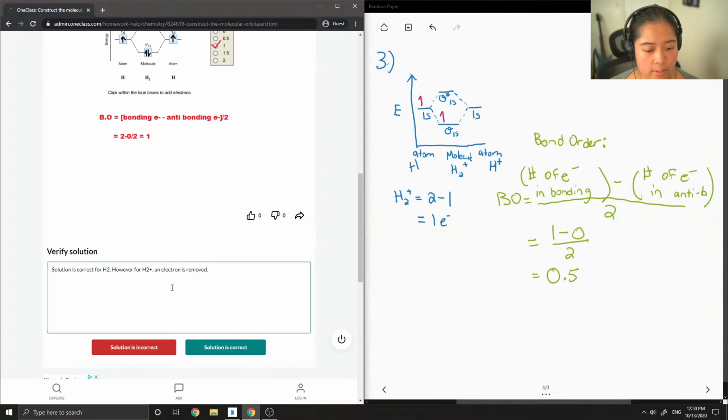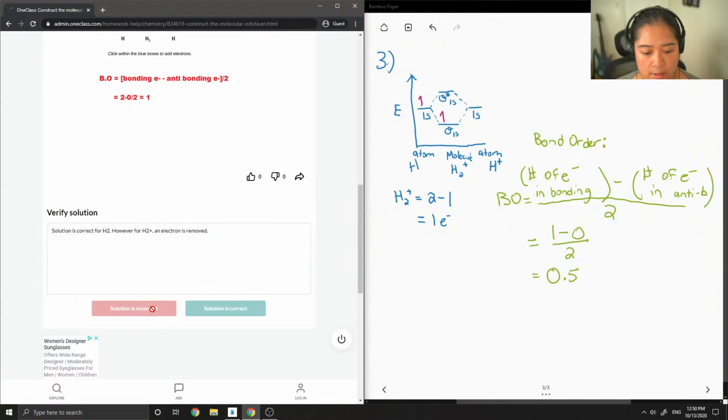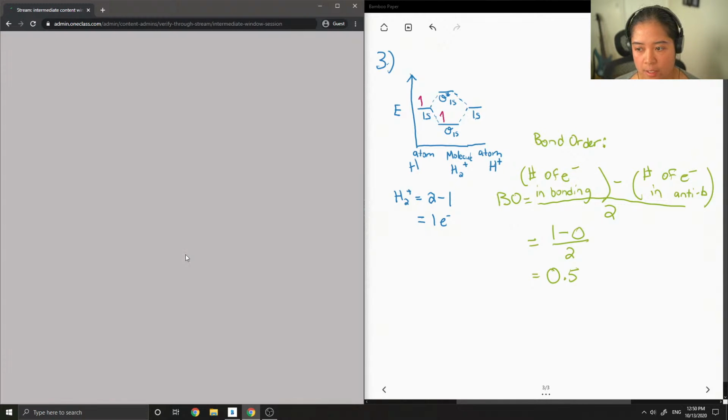So this solution is correct for H2. However, for H2+, an electron is removed. So I'll just say the solution is incorrect for this particular question.